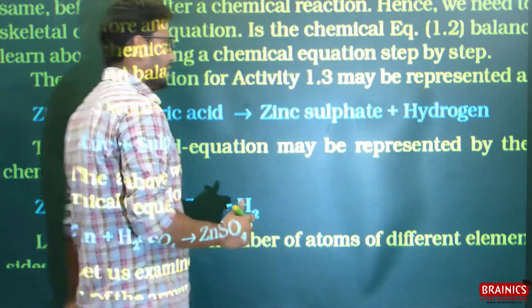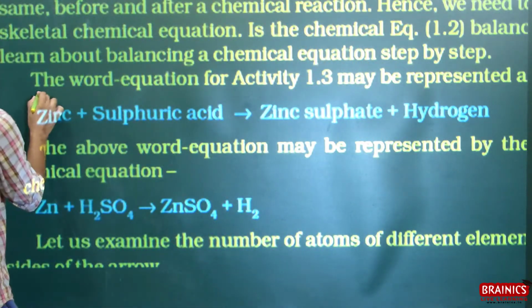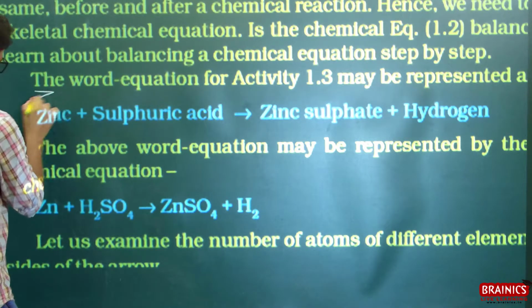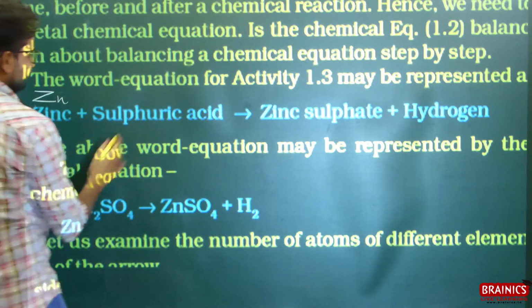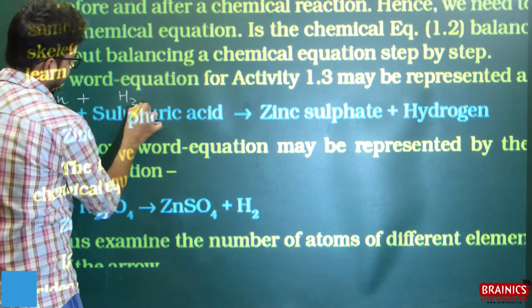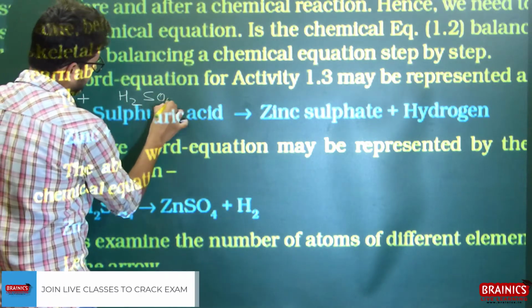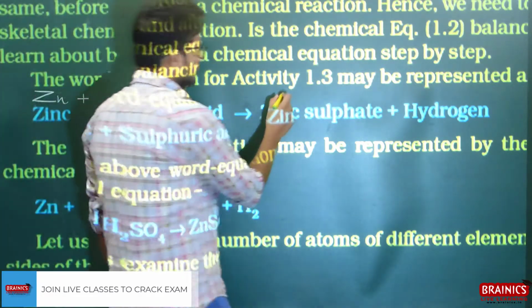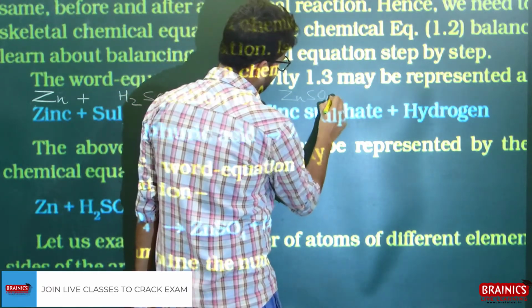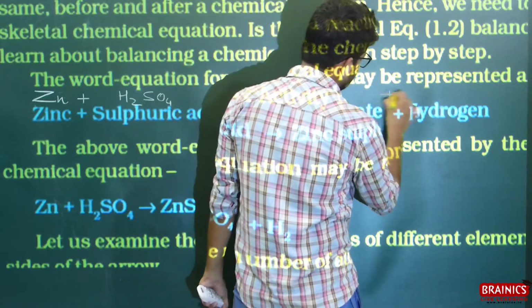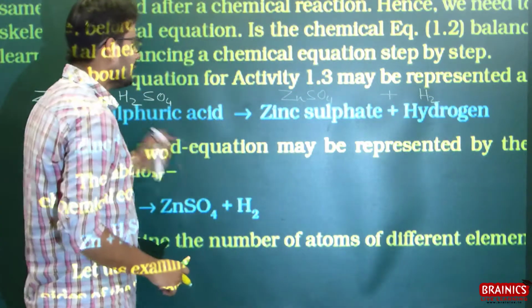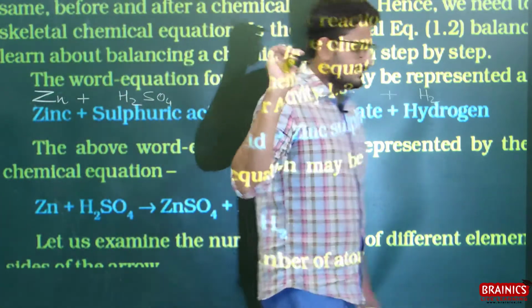We were using the symbol Zn for zinc, plus sulfuric acid, H2SO4, and for zinc sulfate we were using ZnSO4, plus hydrogen, that is H2. So we need to balance this equation.